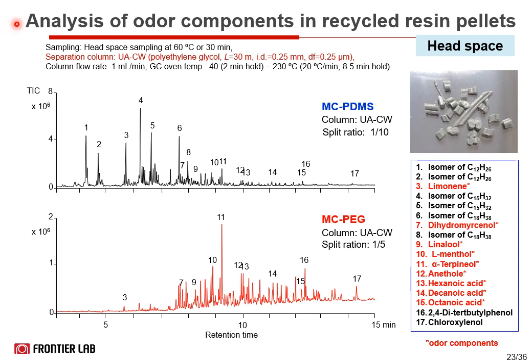This slide shows analysis of additive components in recycled resin pellets. The same sample, same procedures, but this time we use a high polarity separation column. As in the previous slide, limonene was detected mostly by the MC-PDMS. On the other hand, more polar compounds, including other components, were detected by MC-PEG.